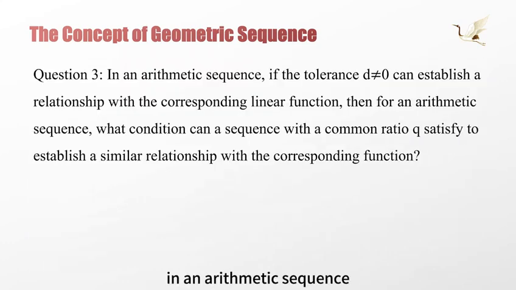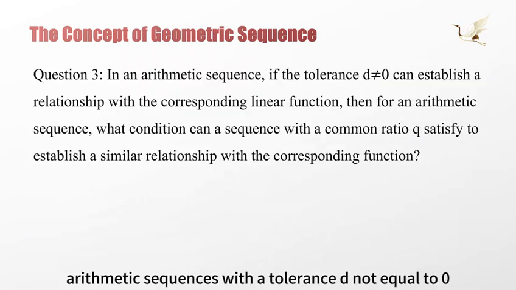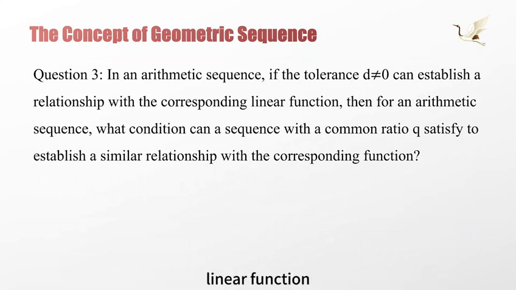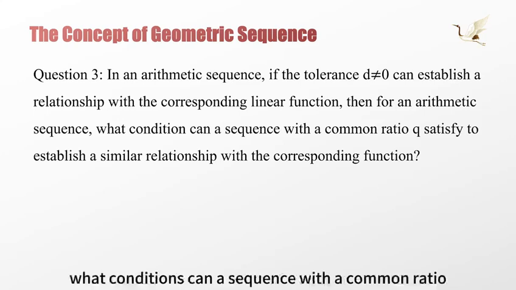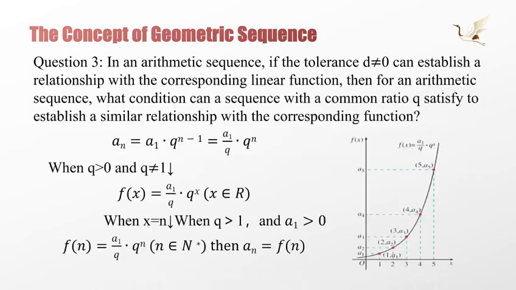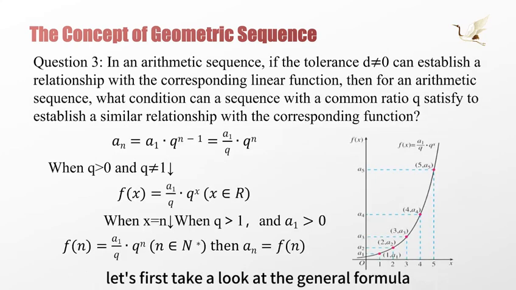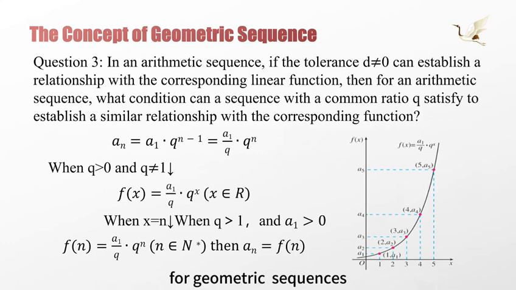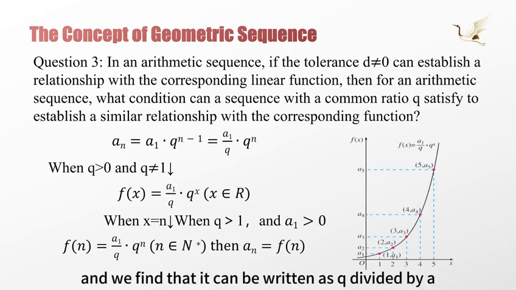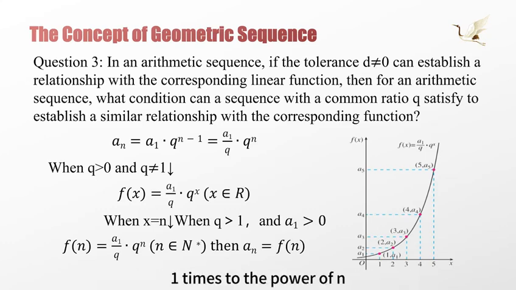An arithmetic sequence with a common difference d not equal to 0 can be associated with the corresponding linear function. So for a geometric sequence, what conditions can a sequence with a common ratio q satisfy to establish a similar relationship with the corresponding function? Let's first take a look at the general formula for geometric sequences. a_n is equal to a_1 multiplied by q to the power of n minus 1, and we find that it can be written as a_1 divided by q multiplied by q to the power of n.